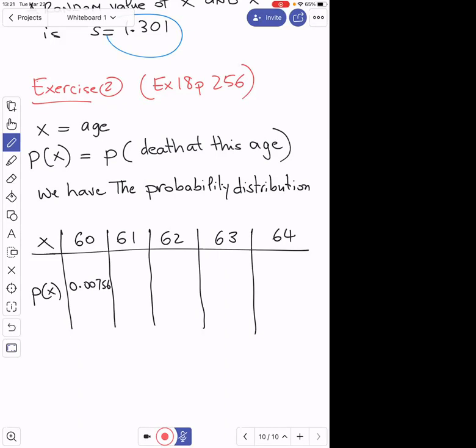Then the probability of death at 61 years old is 0.00825. I think my table is kind of small here. Sorry about that. I think I need a bigger space.